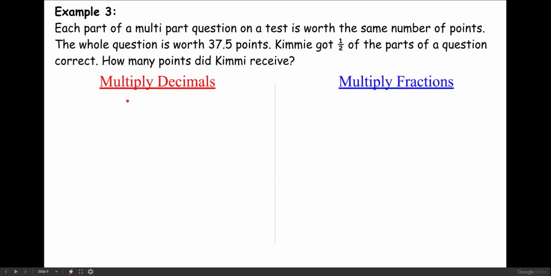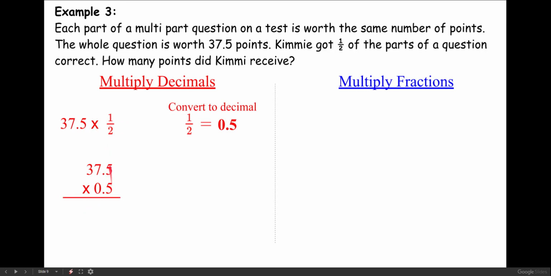Now, two ways of doing this. You can multiply decimals. So 37.5 needs to be multiplied by 1/2, right? Because we can't multiply these fractions, really, we can turn 1/2 into a decimal. So 1/2 as a decimal is just 0.5. Many of you know that already. If you divide 1 divided by 2, you end up with 0.5. So it's 37.5 times 0.5, and we're going to solve this out. Once you multiply all that out, you end up with 18.75 points.